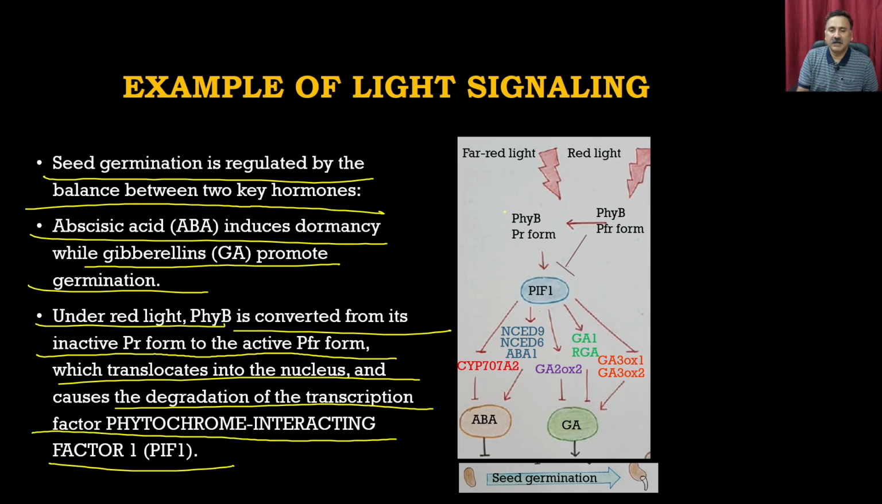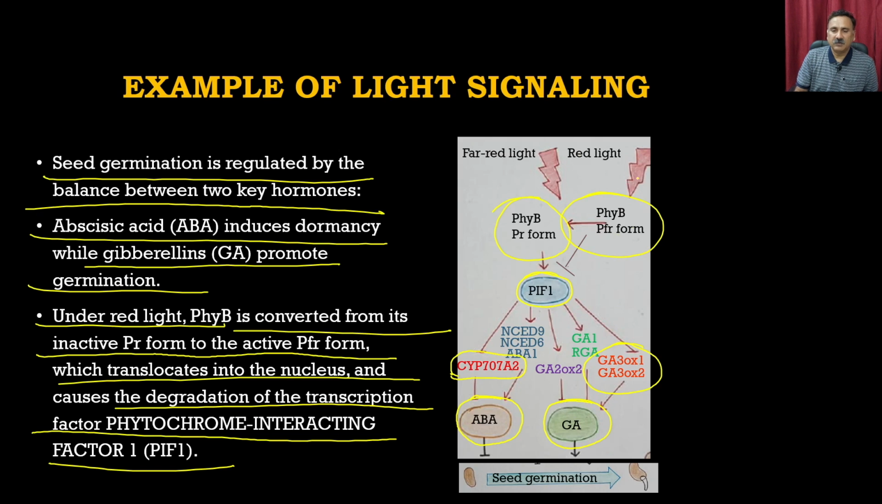So when there is a red light which is going to fall, it is actually going to activate the photoreceptors, and basically phyB is going to get converted, and this leads to the phytochrome interacting factor 1 being acted upon. Phytochrome interacting factor 1 is actually going to inhibit the production of the abscisic acid, and at the same time it is also going to enhance the production of the gibberellic acid through GA3OX1, and as a result it is actually going to promote the seed germination.